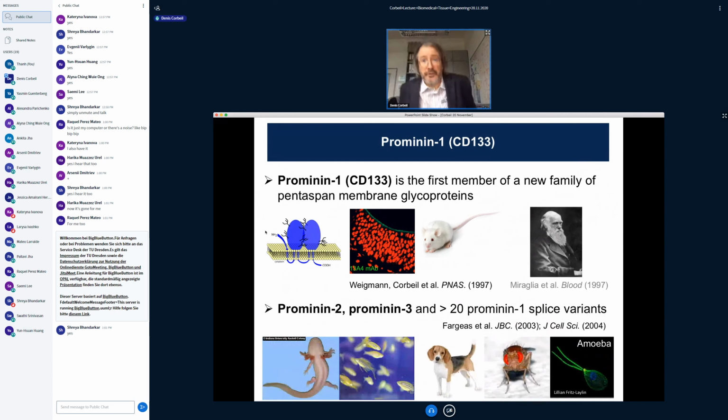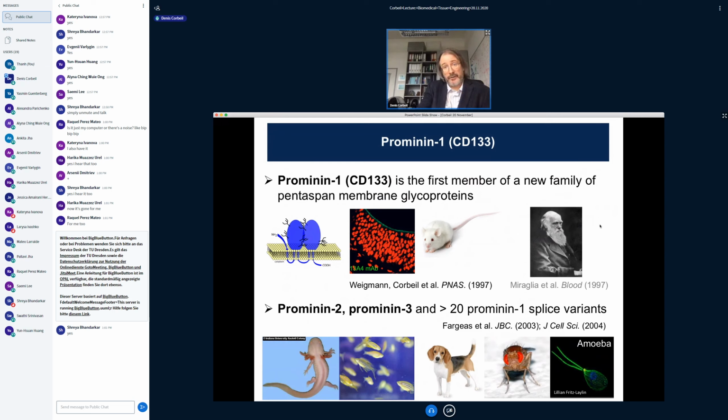So after we cloned it, a few years later, we found another molecule we call prominent-2, and this we found in mouse and in human. This molecule is identical in structure to prominent-1, but they share only 30% of amino acid identity. Now they are quite different in primary sequence, but the organization is exactly the same. And I will make just a short story to say that prominent-2 behaves exactly like prominent-1, except it's not found only on the apical surface of the cell, but it's also found on the lateral surface of the cell. That's the major difference between the two proteins.